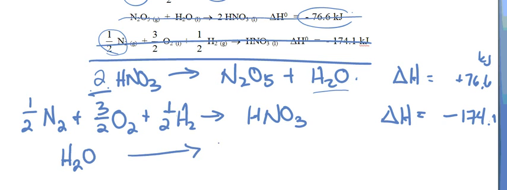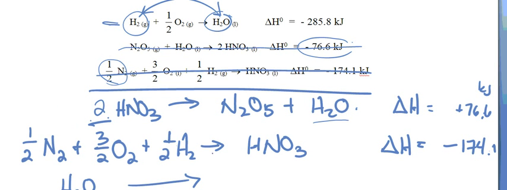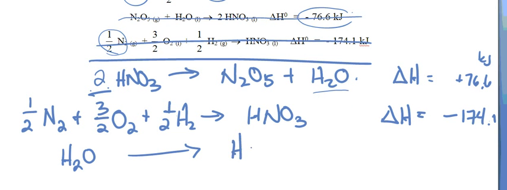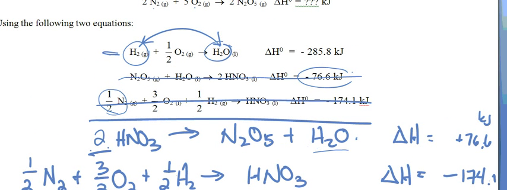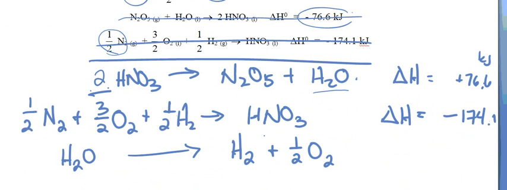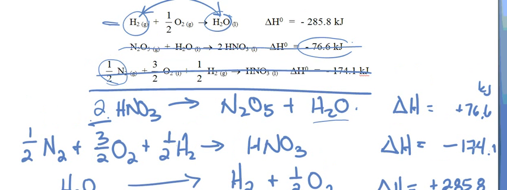and then I'll put my others back in there. So 1 full hydrogen plus 1/2 oxygen. And my delta H value is a negative 285.8 in the forward direction, but it's a positive 285.8 in the reverse direction, and that's in kilojoules. So now I have my three things that I'm looking for.